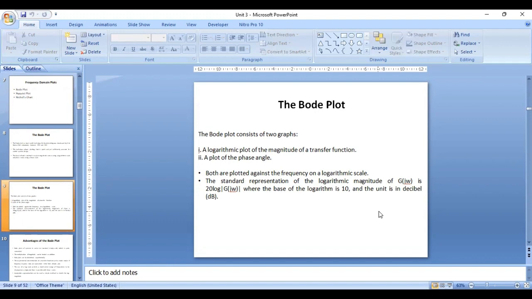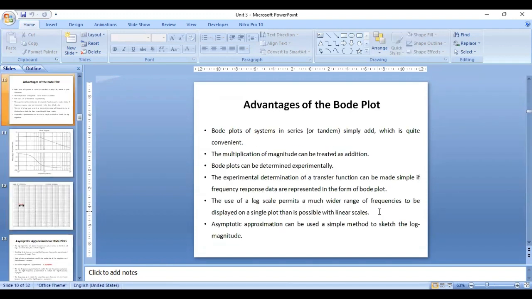The phase plot is the plot of the phase angle of the open loop transfer function versus frequency omega. Phi is equal to the angle of G of j omega H of j omega versus omega. There are some reasons for using the logarithmic scale in the Bode plot. One reason is that the variation of frequency over a large range is easier to handle if we use a log scale rather than the ordinary scale.